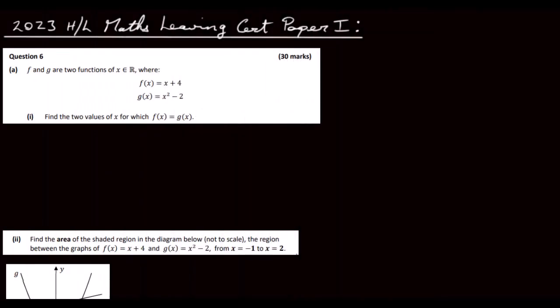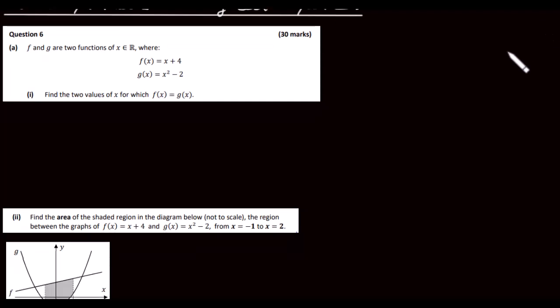Okay, so let's have a look at the 2023 Higher Level Maths Leaving Cert Paper 1, question 6. So the first question, part A here, we have f and g are two functions of x, which is real. f of x is x plus 4, that's linear, and g of x is a quadratic, x squared minus 2. Find the two values of x for which these two functions are equal.